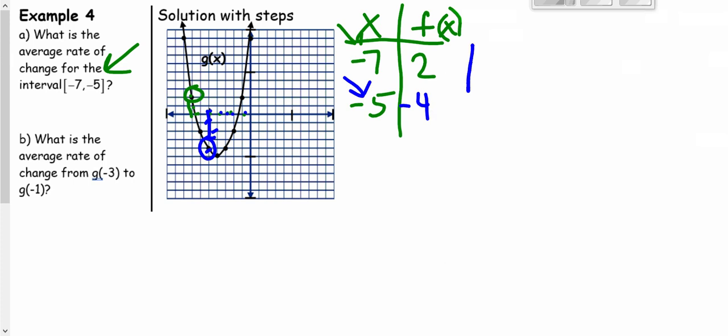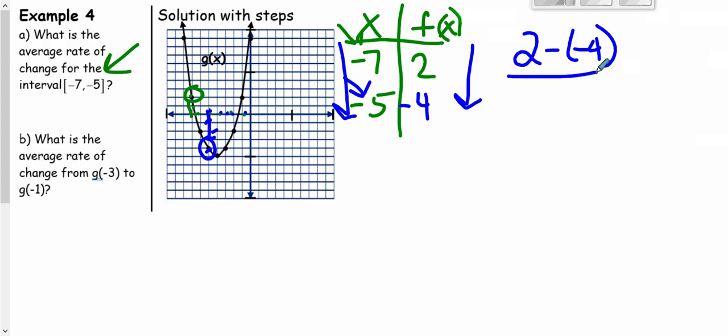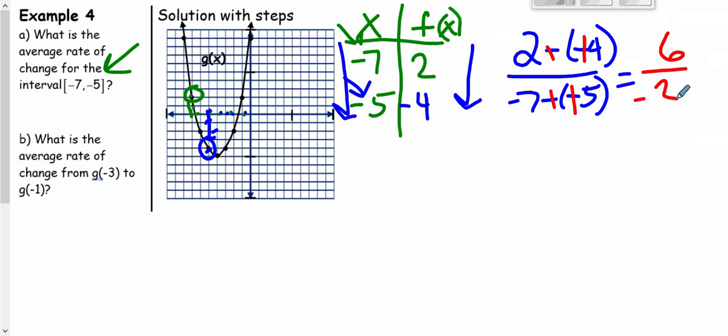What's my next step? We're going to subtract our outputs and put them over our inputs. So I'm going to say 2 minus -4 over what? -7 minus -5. Do a little state change here. I get a 6 over, another state change, -2. So for this first one, I get a rate of change of 3. Let's look at the second one.